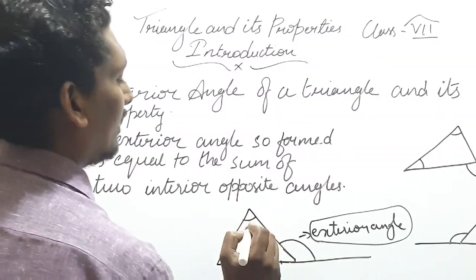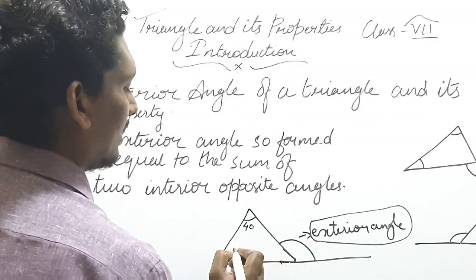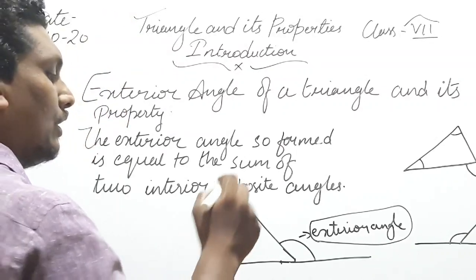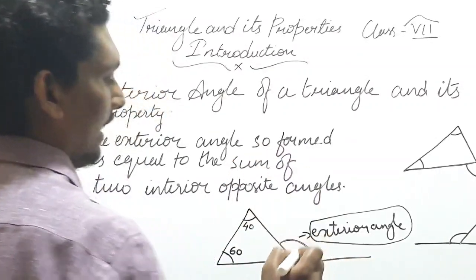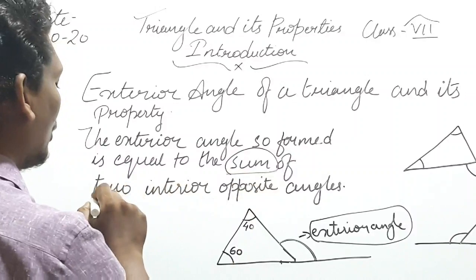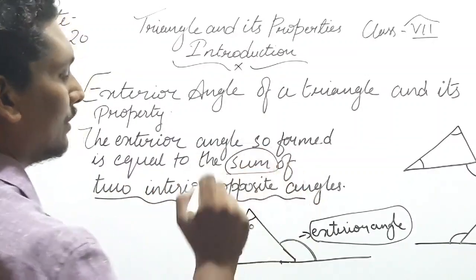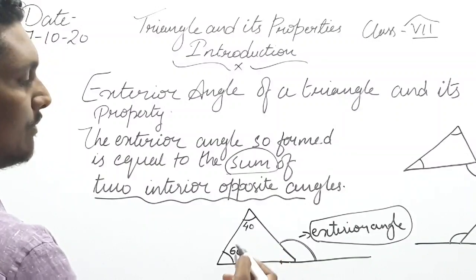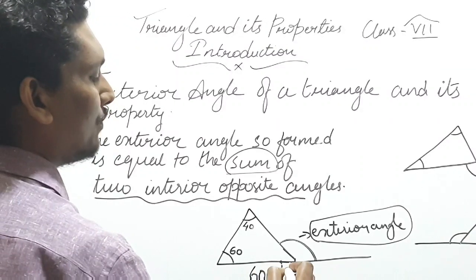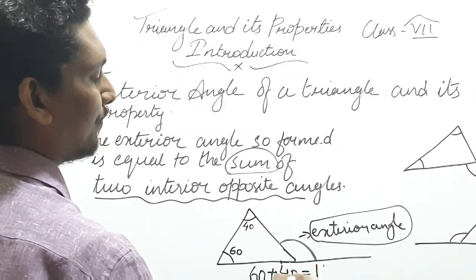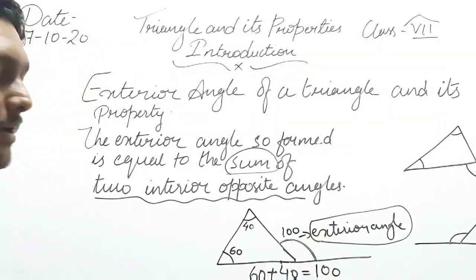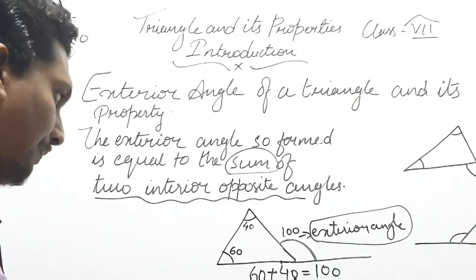Suppose here it is given 40 and here it is given 60, for example. So how to find the exterior angle? Exterior angle means the sum of the two interior opposite angles. The two interior opposite angles means these two. The sum of these two is this exterior angle. So when you add 60 plus 40, you get 100.